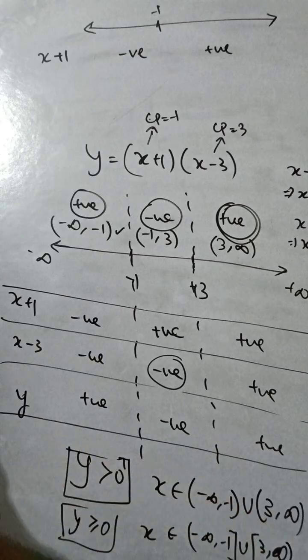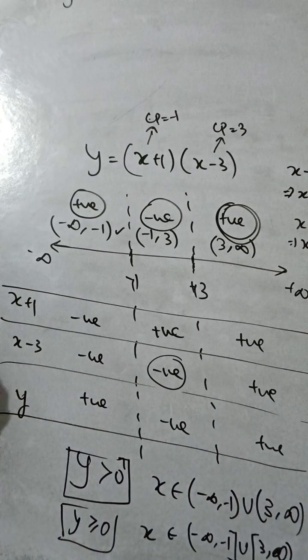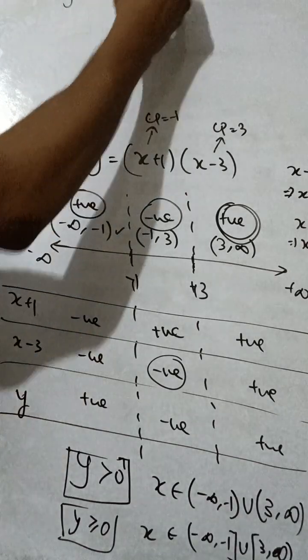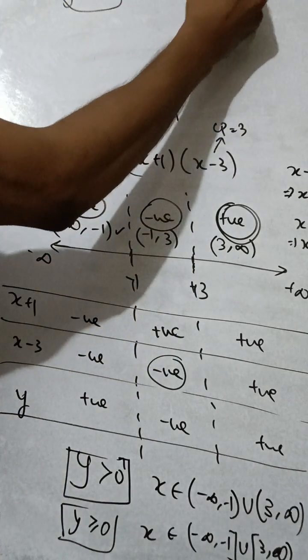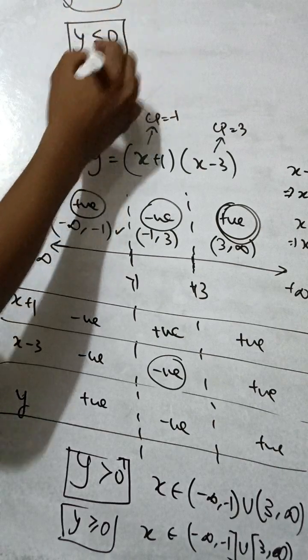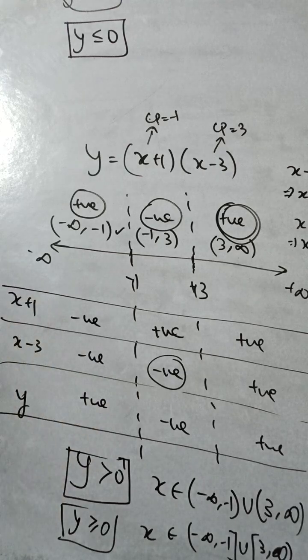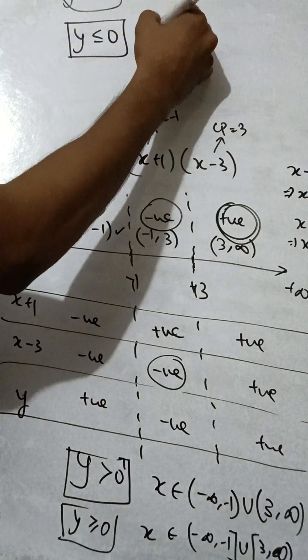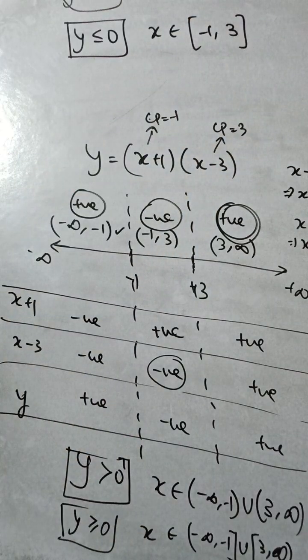Okay. Now what if they ask us where y is negative? Negative, strictly less than 0, that is negative. So we say y is negative in this region, -1 to +3. Now if they ask us where y is non-positive, or less than or equal to 0, then we will include these critical points as well. These points will be included. So I hope these two examples are clear.